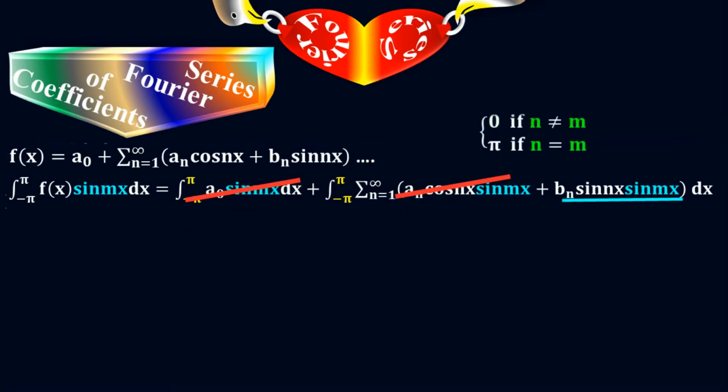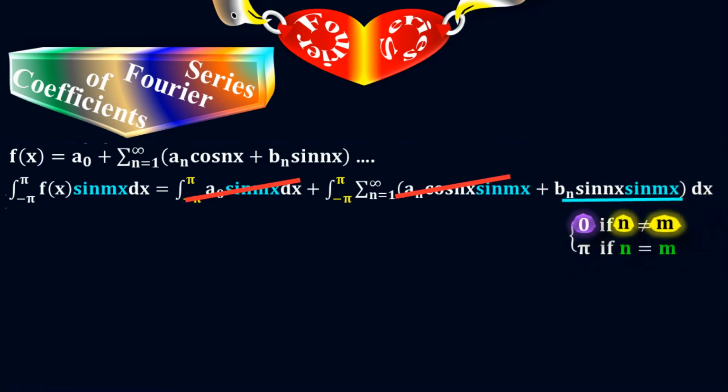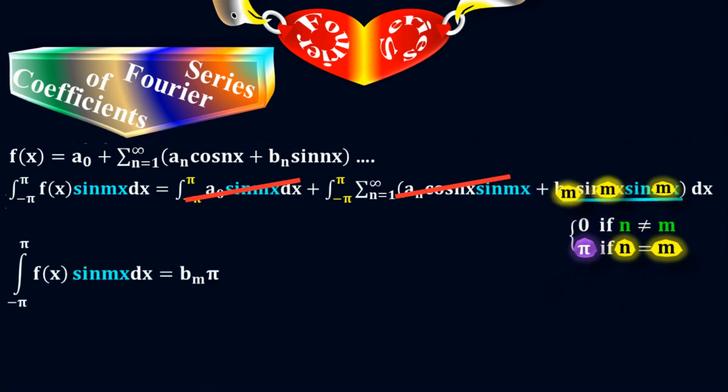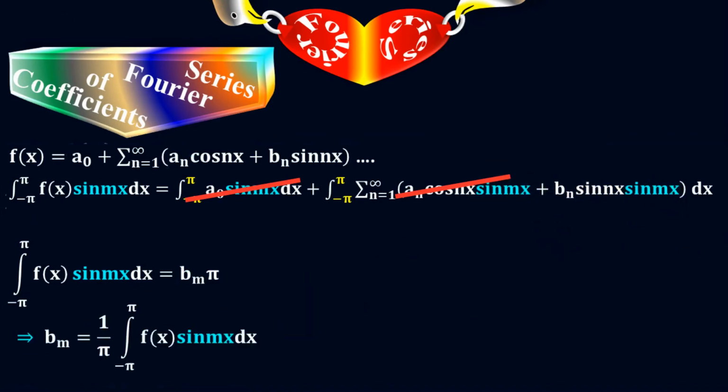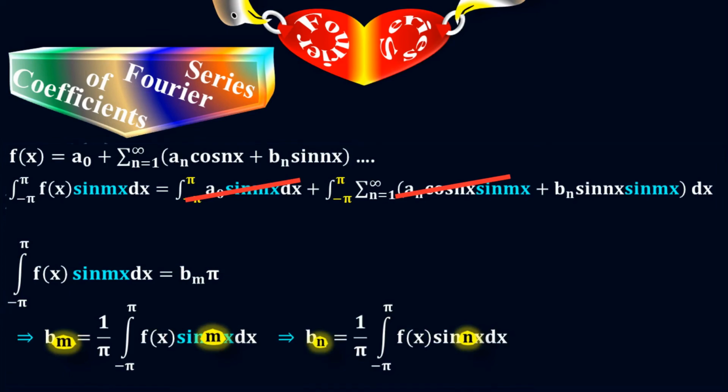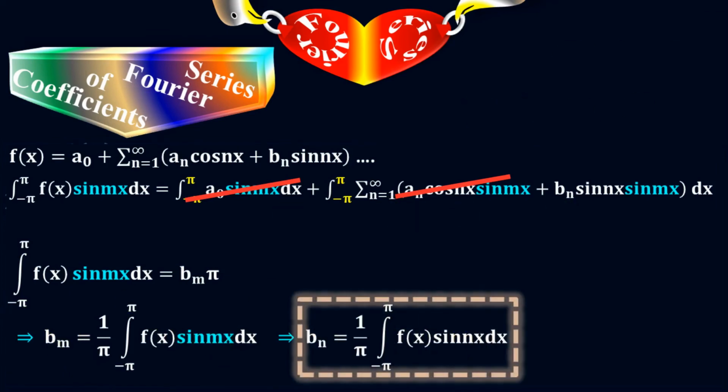Again there is a rule: this term will be 0 if the value of n is not equal to m, but it equals pi if n equals m. Let's suppose that n equals m, therefore this term will be pi. I have b sub m times pi. Simplify the equation. This is my final equation: b sub m equals 1 over pi times the integral of f of x times sin mx dx. But I want to put n back, so just replace m by n. This is going to be my final equation for b sub n.